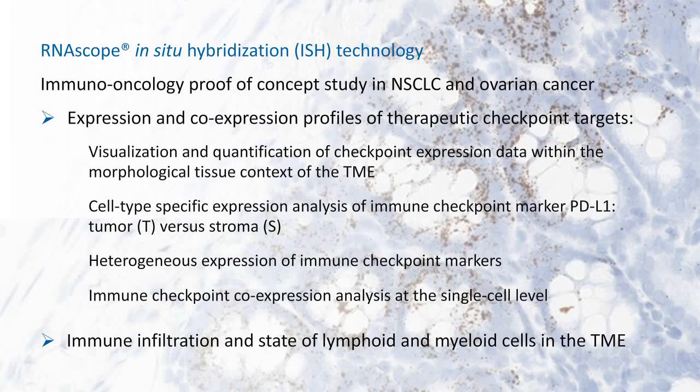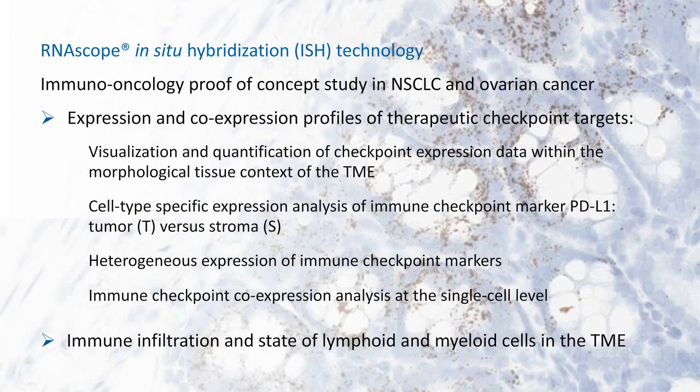We will move on to the RNAscope ISH technology. Here you can see a brief overview of the technology. It is a slide-based assay intended for the same types of samples that you would use for IHC or immunofluorescence. This can be either FFPE, so formalin-fixed, paraffin-embedded, or fresh frozen or fixed frozen tissue sections or cells.